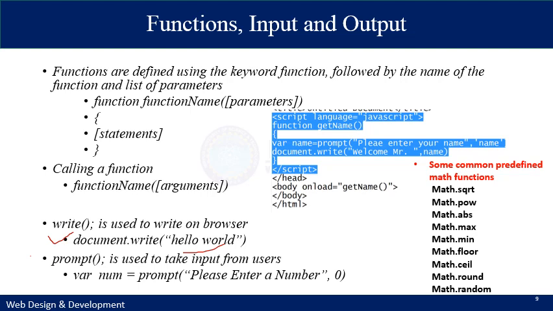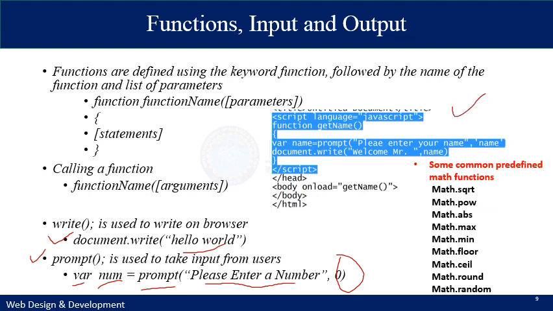Here is an example of another method called prompt, which is used to take input from the user. So you have to specify a variable where you want to store some number, and you call the prompt method, and you write a statement, please enter a number, and you provide a default parameter, so that if the user does not enter a number, 0 will be the default value for the number.